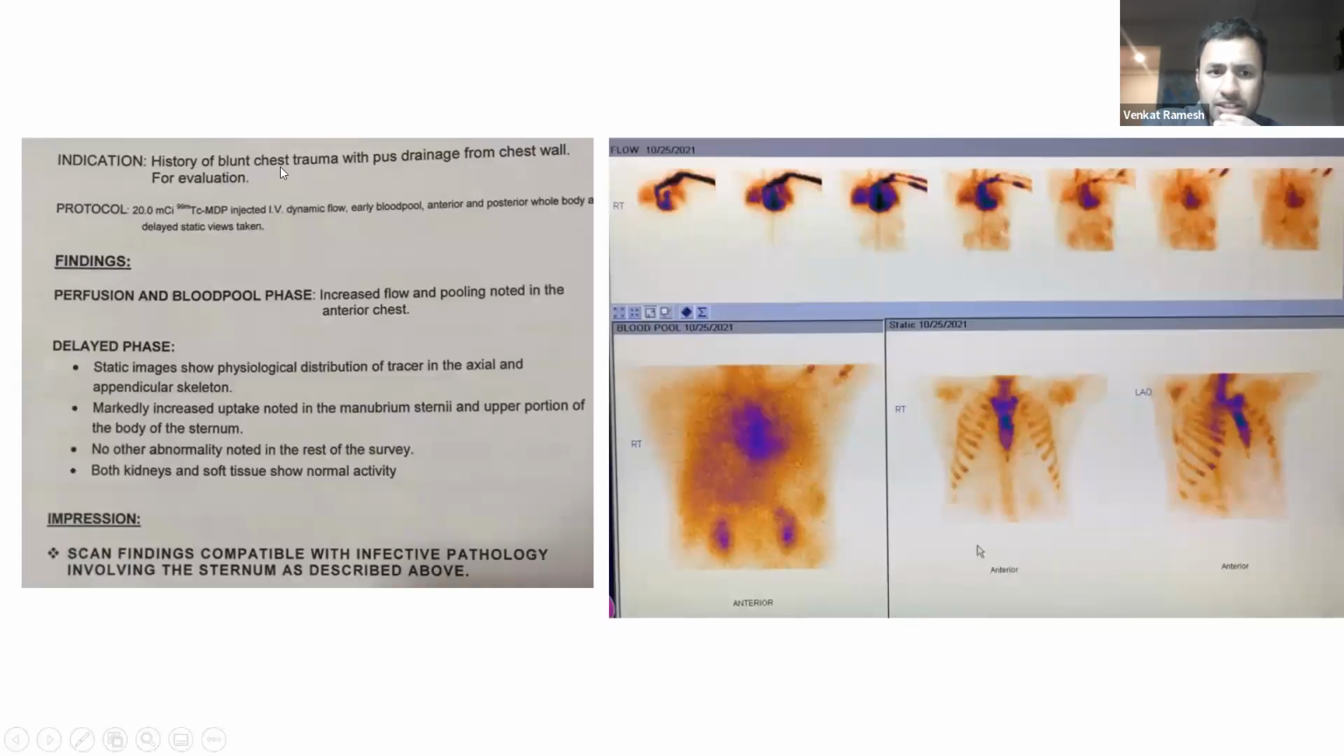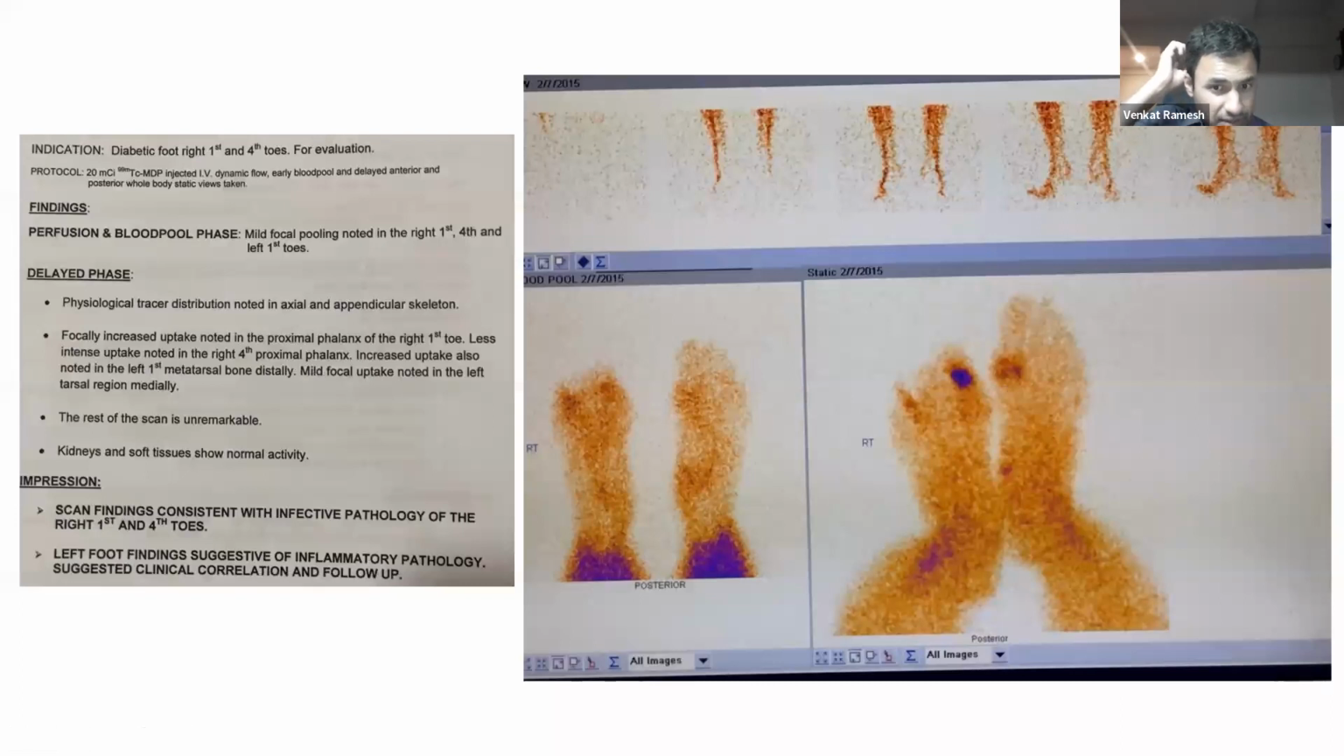So this was a patient with blunt chest trauma with purulent drainage from the chest wall and who had undergone technetium MDP bone scan. So as one can see, there is basically sternal osteomyelitis with purulent drainage. And this is again very often used. So diabetic foot infections are what we see quite commonly. This is a patient with right first and fourth toe involvement. And again, that is really depicted here.